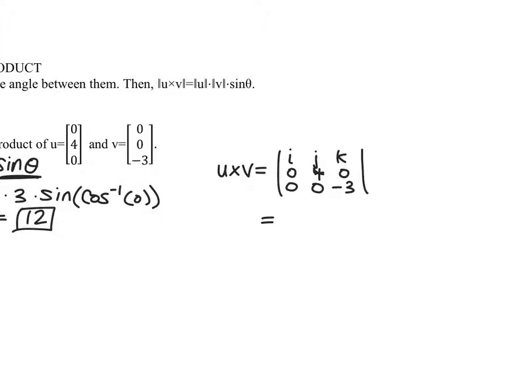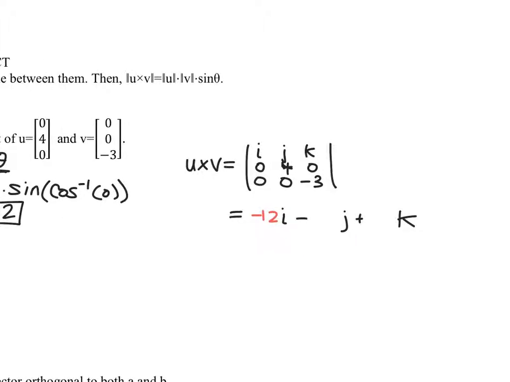All right, so we know it's going to alternate in sign, i, then negative j, then positive k. So for the i, it's going to be 4 times negative 3, so negative 12. So diagonal down minus diagonal up, so negative 12 minus 0 is just negative 12. So I'll just highlight that part.